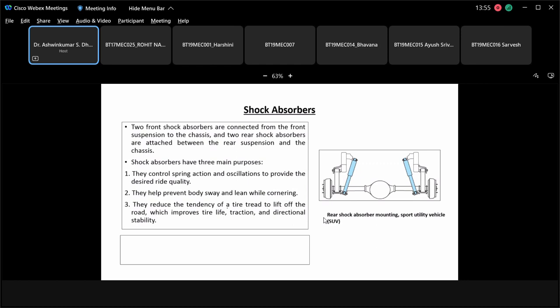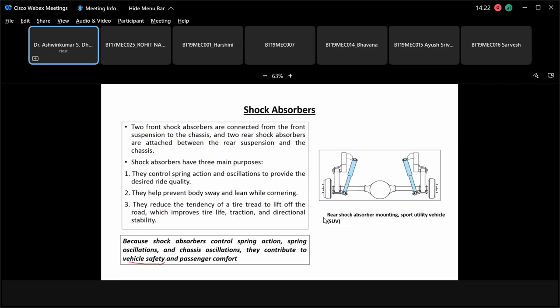They reduce the tendency of tire tread to lift off the road, which improves tire life, traction, and directional stability. As we discussed previously, if you ride a vehicle without a shock absorber, you carry the vibrations after the vehicle hits a bump. Because shock absorbers control spring action, spring oscillation, and chassis oscillation, they contribute to vehicle safety.